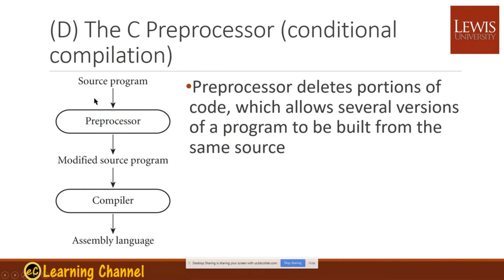The C preprocessor, conditional compilation. You preprocess into modified code, and then you compile it. So this is called the C preprocessor. It deletes portions of code, which allows several versions of a program to be built from the same source code.